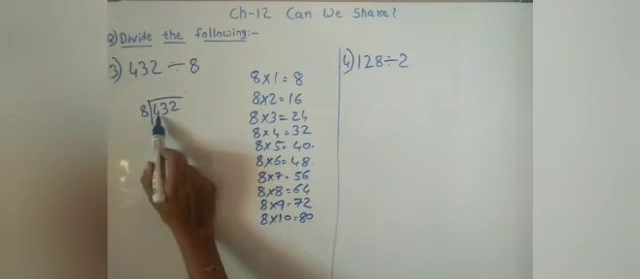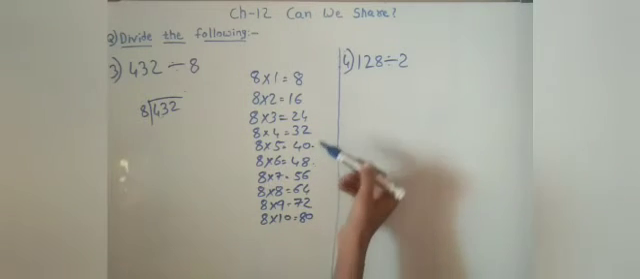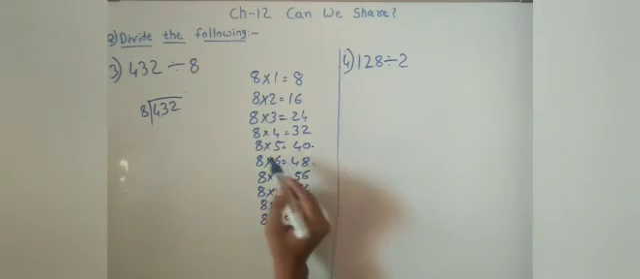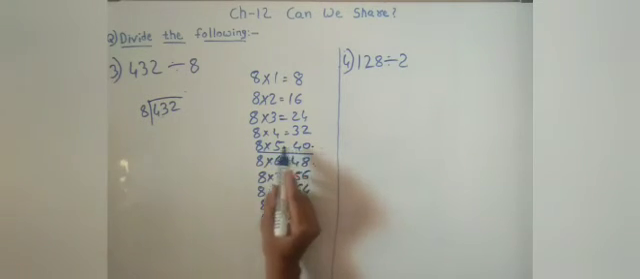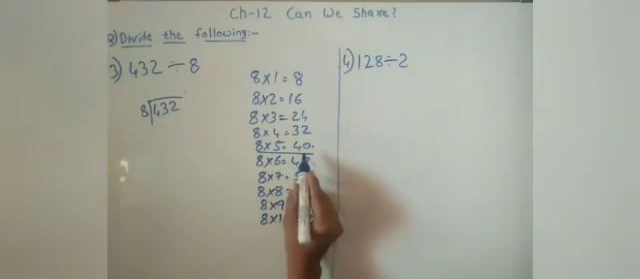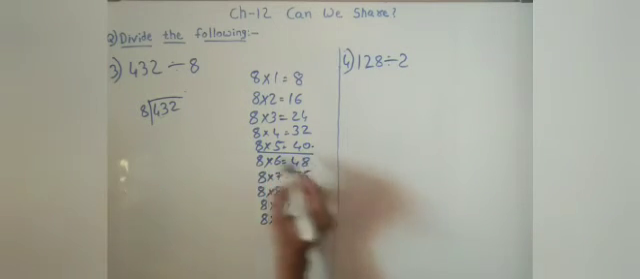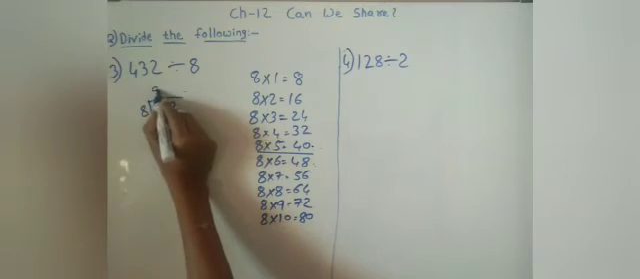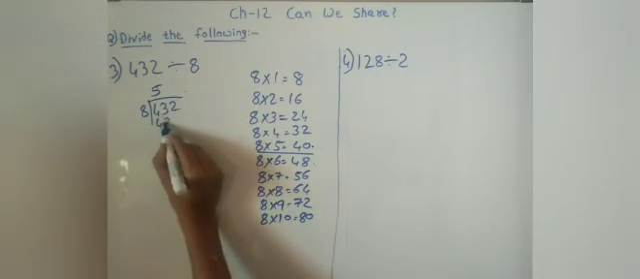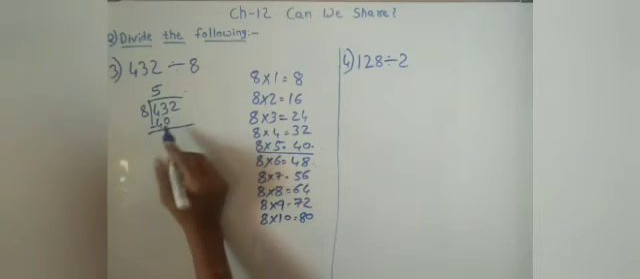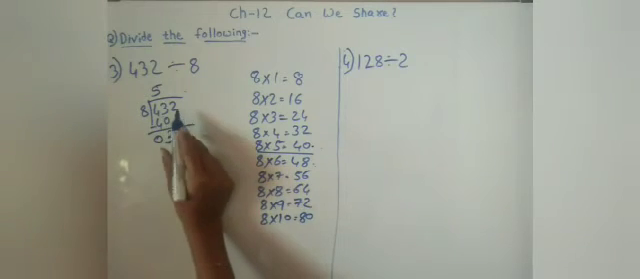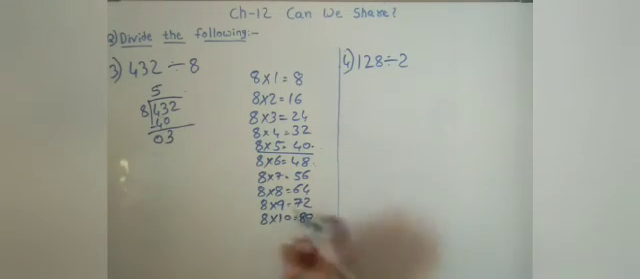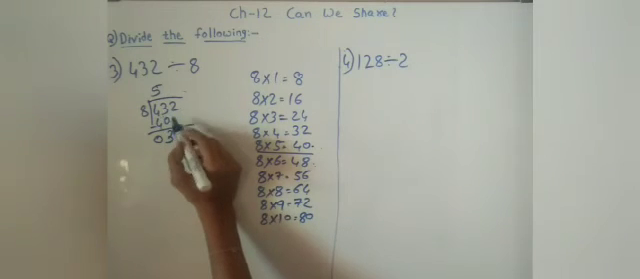Which number is smaller than 43? 40 or 48? The number 40 is smaller than 43. So we will write here 5. 8 fives are 40. We will do subtraction. 3 minus 0, 3. 4 minus 4, 0. Now the number 2 is remaining. So we will bring down the number 2.